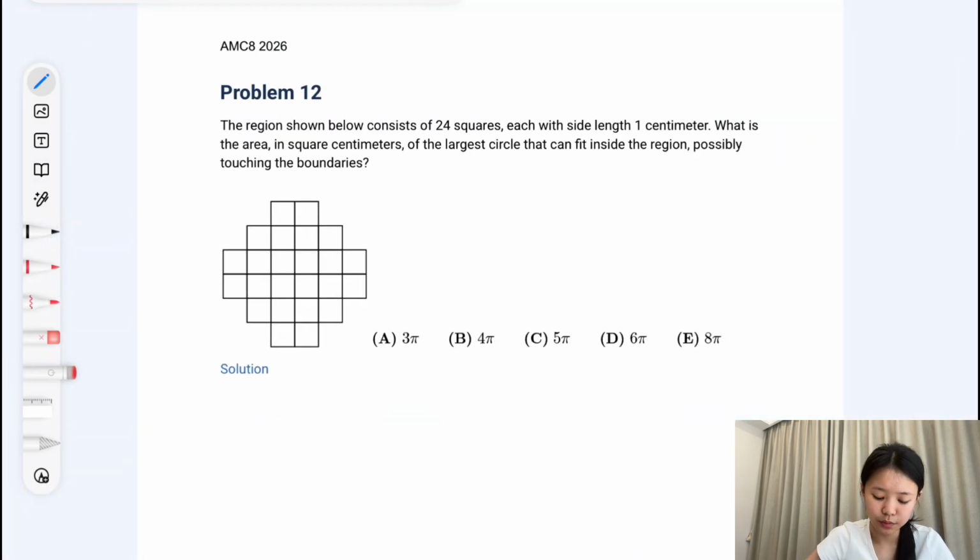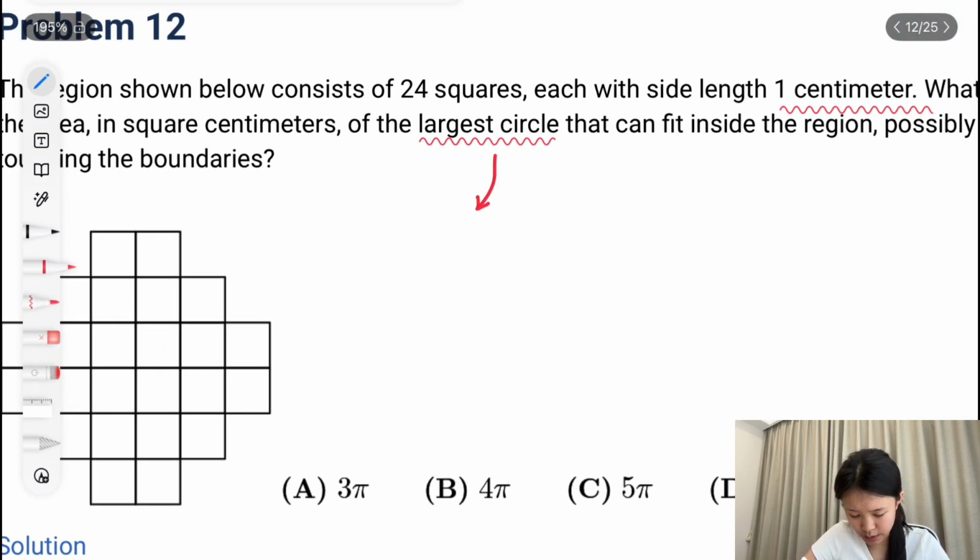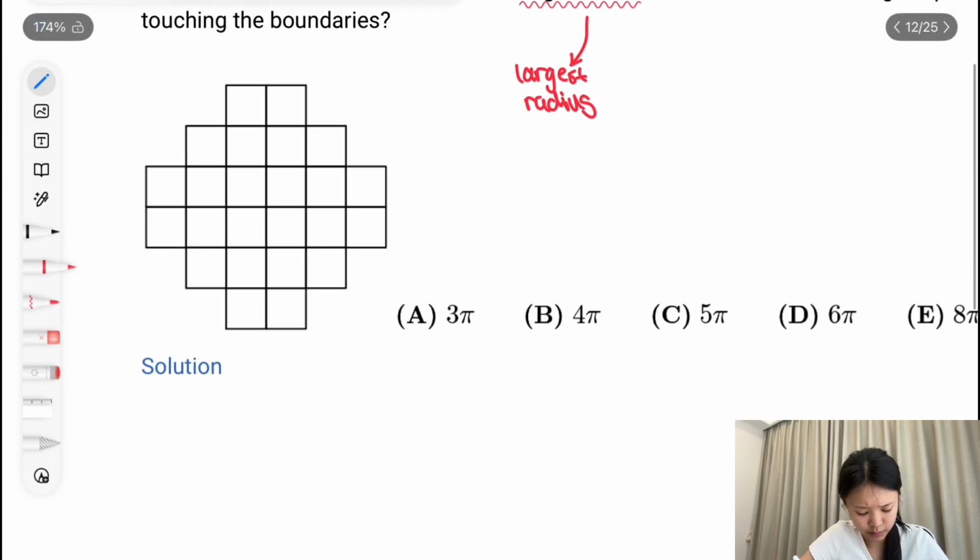Question 12. The region shown below consists of 24 squares, each with side length 1 centimeter. What is the area in square centimeters of the largest circle that can fit inside the region, possibly touching the boundaries? So if we translate this, the largest circle that can fit inside is essentially a circle with the largest possible radius. So we can try a few radiuses here.